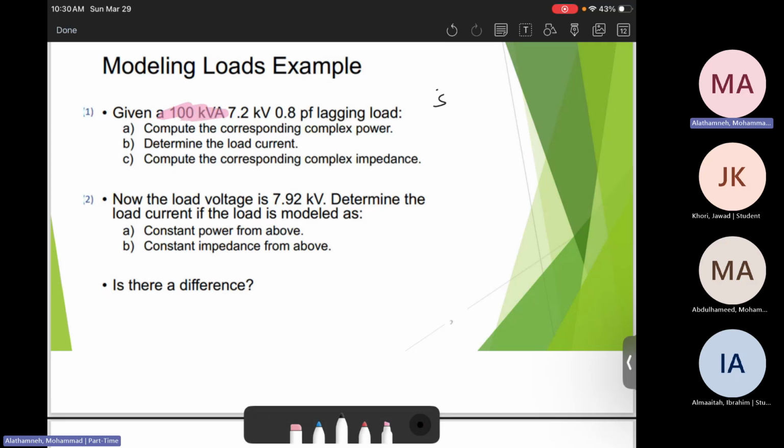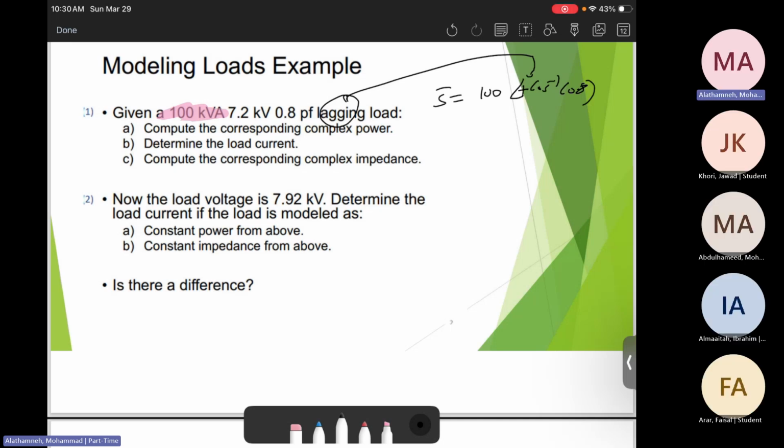So to calculate the complex power, it will be 100 angle cosine inverse of 0.8. It's positive because it's lagging. Therefore, make it positive. There's no need to multiply by the power factor because this is in kilovolt-amperes, this means this is S. And we have the voltage. So we need to find the complex power.